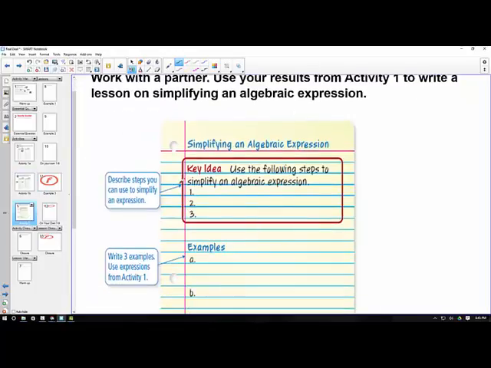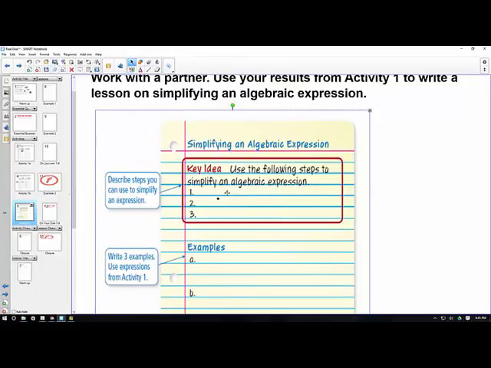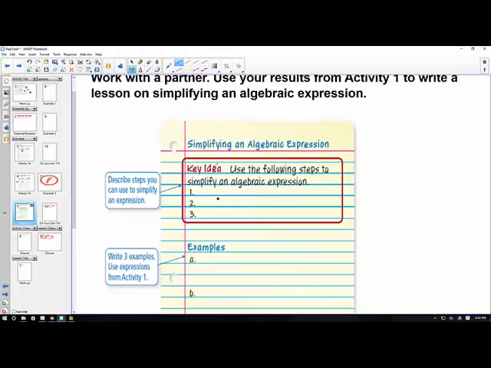So it says use the following steps to simplify things. That's what we want to do right now. So the very first thing we're going to do is look for like terms. Let me just write this down. Look for like terms. I usually underline them. And then combine them. Combine like terms.